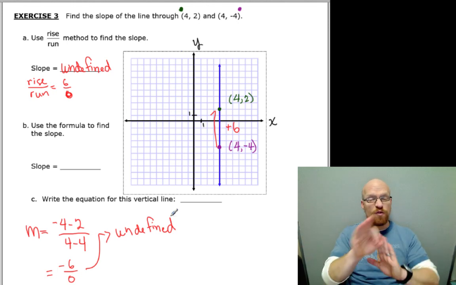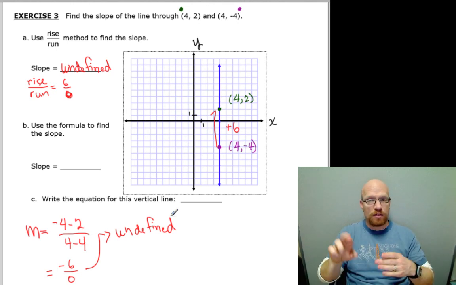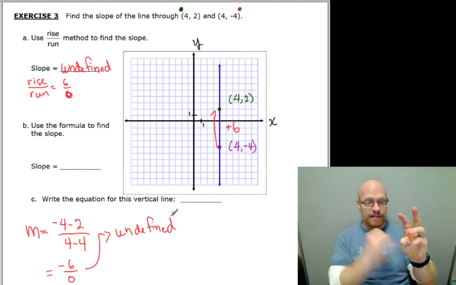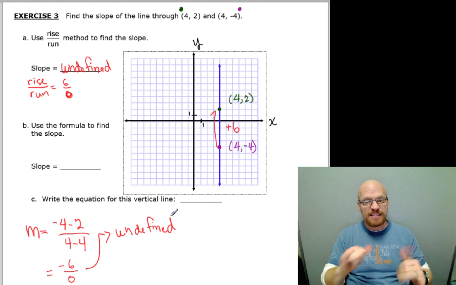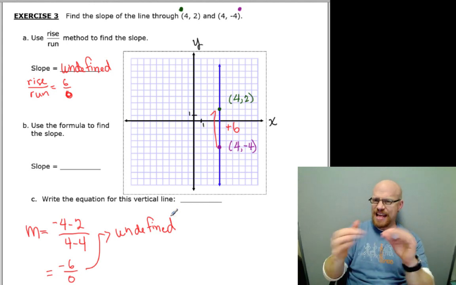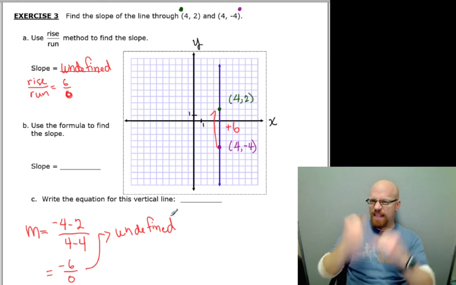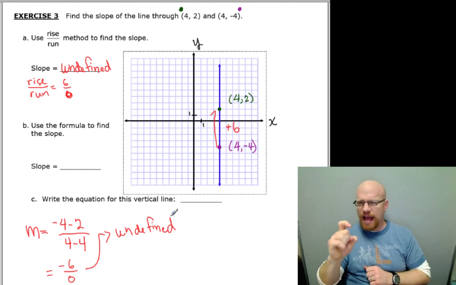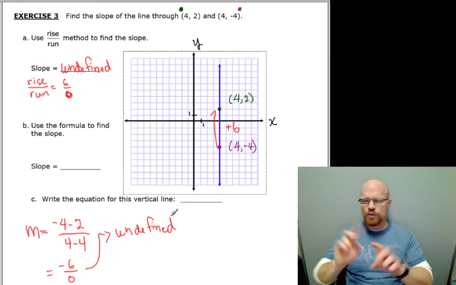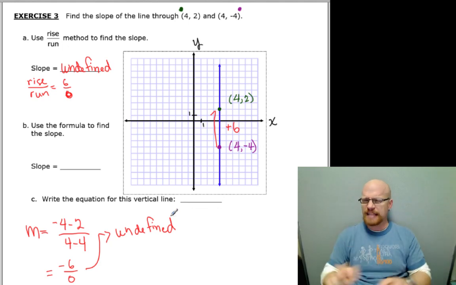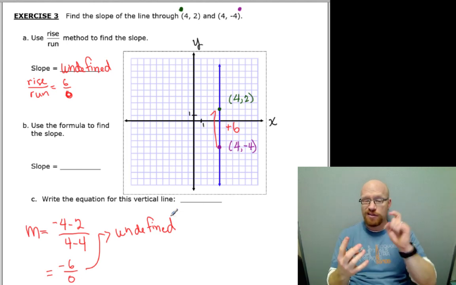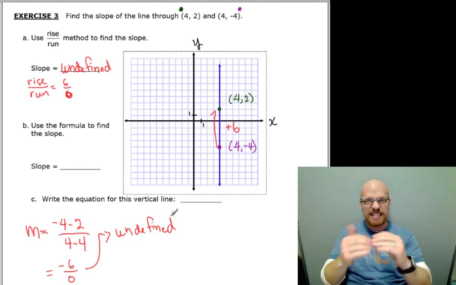So using a formula, we get the same results. Negative 6, not positive 6, divided by 0. That's still undefined. Now that equation, that line has an equation. If I look at it, y values are different. But the x value is the same. Always be 4. So x equals 4, that's the equation.